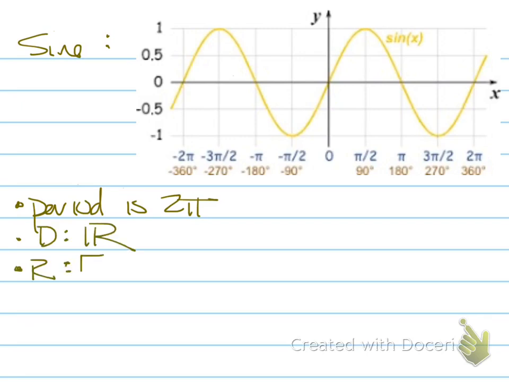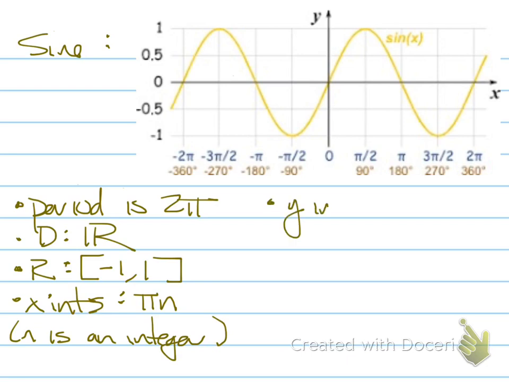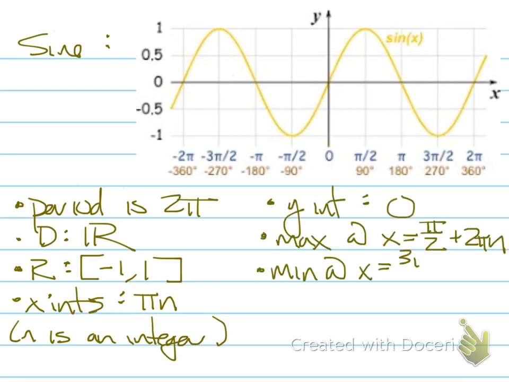So here we have the graph of a sine curve. The period for all sine curves is 2 pi. The domain is all real numbers. The range is from -1 to +1. The x-intercepts occur at all values of pi times n, where n is an integer. And the y-intercept is 0.